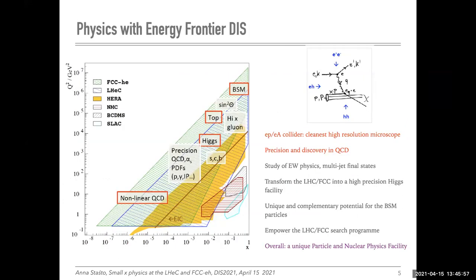So this is the kinematics in the x and Q² plane. Everything in yellow is HERA, and then this blue figure is the LHeC range, and then the green is the FCC range, which extends substantially towards low x and over a large range of Q². And there is a wide range of physics that can be done within these facilities.